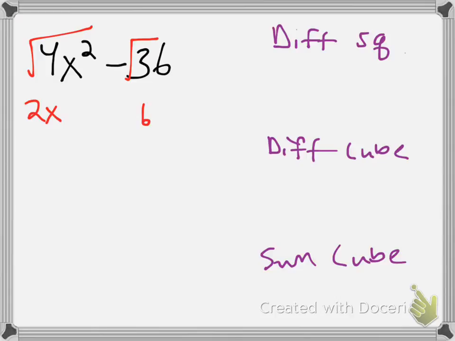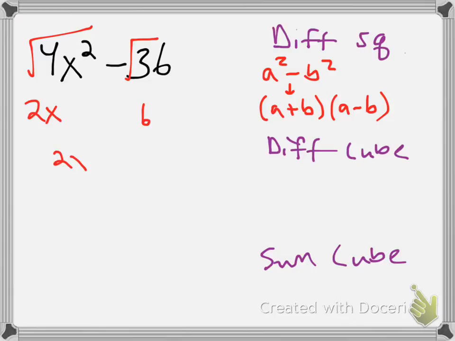When you have a difference of squares, so a squared minus b squared, it will always give you the factors a plus b, a minus b. So I know this is going to be 2x plus 6, 2x minus 6. And if you don't believe me, you can factor it out and check yourself.